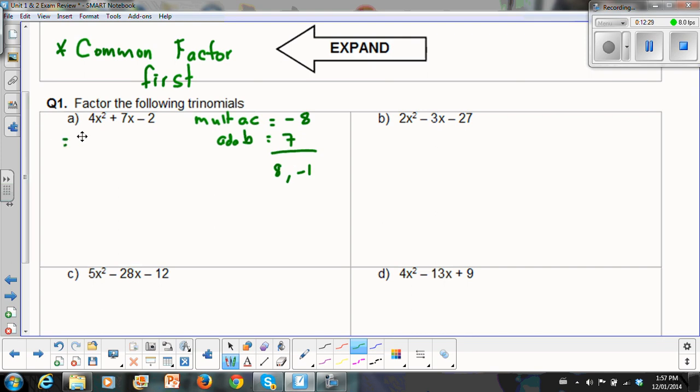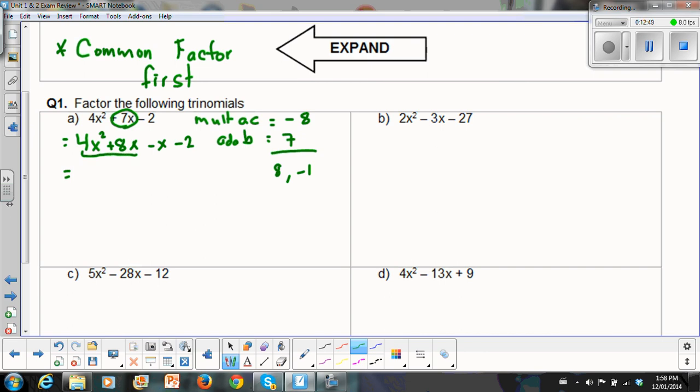We take the middle term and we break it down into those two terms. So plus 8x minus x, and then we have the -2. We have not changed the equation. We've rewritten the middle term into two separate terms that add to 7. So we have decomposed. We can now factor the groups.